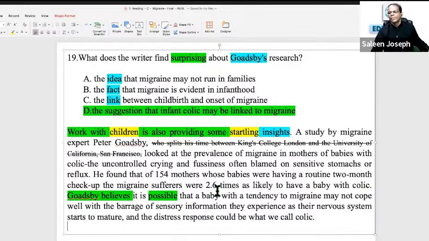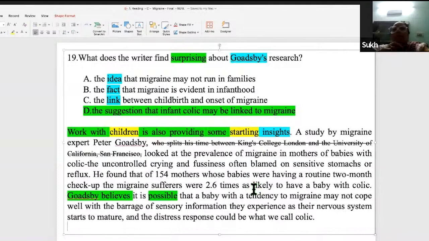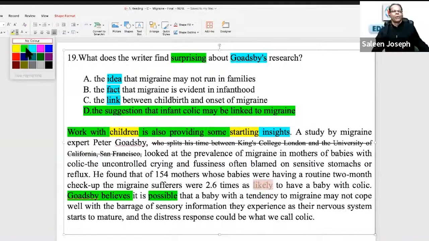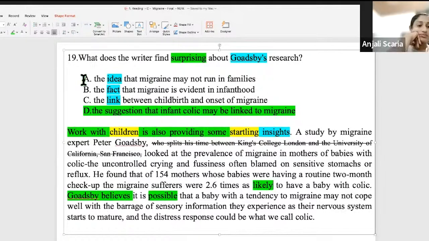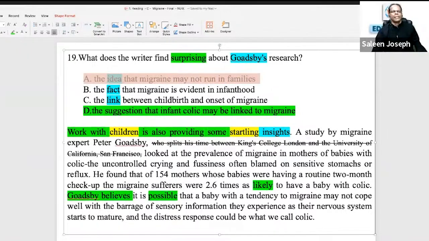2.6 times. Also a number is another clue here. Those mothers who have migraine, their kids are 2.6 times more likely to have migraine. So likely, again, opinion word, right? Probable, possible, maybe, believes. Surprising about Gottschalk's research is the idea that migraine may not run in families. It's the opposite, right? Now he is suggesting it can run in families, 2.6 times. So this is the opposite of what the text speaks.